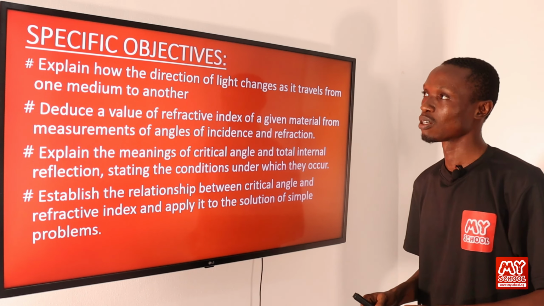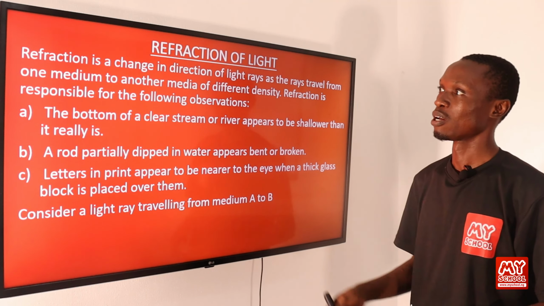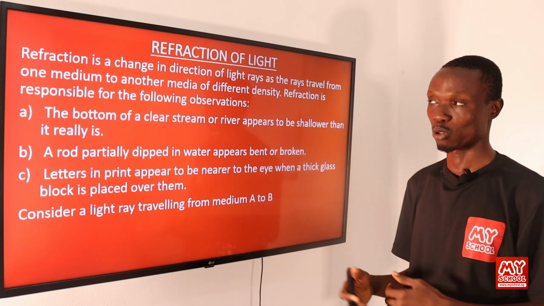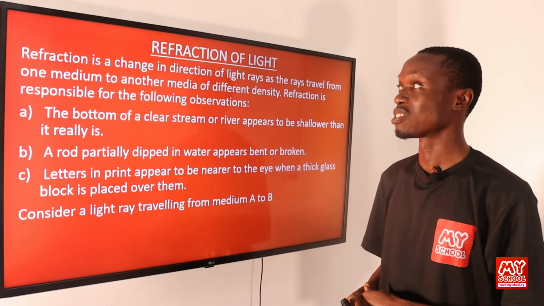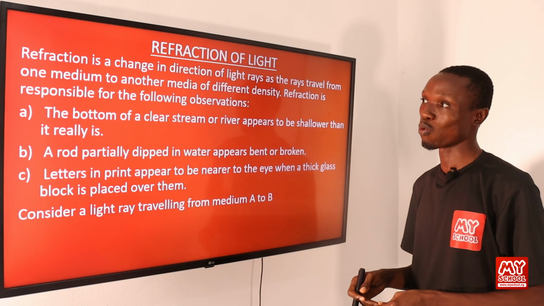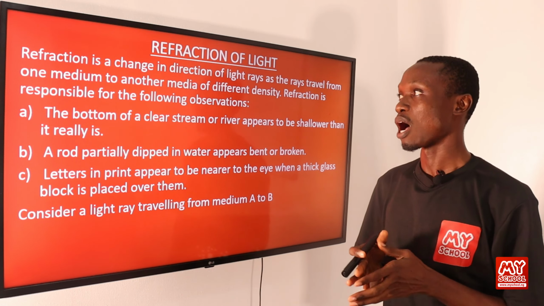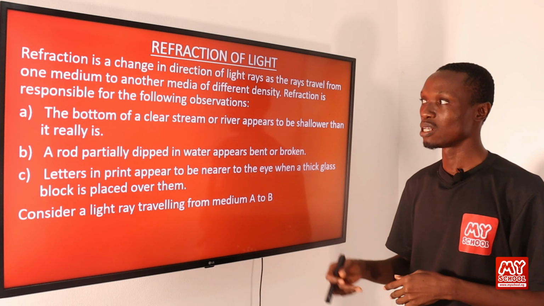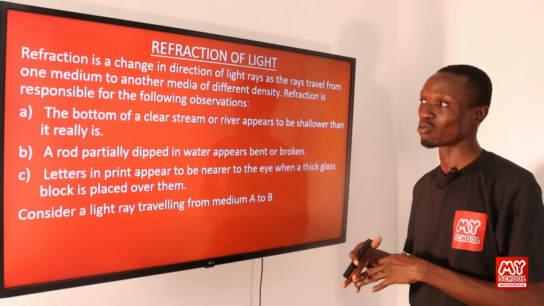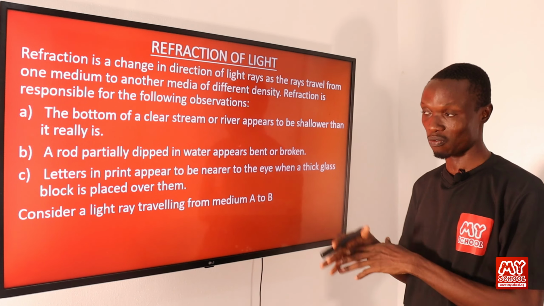So let's begin with our lesson properly. Here we are simply going to look at what we mean by refraction. Refraction is a change in direction of light rays as the light travels from one medium to another medium of different densities. Refraction is responsible for the following observations.